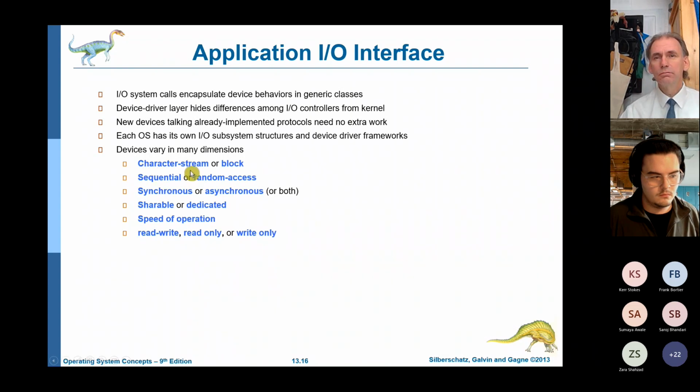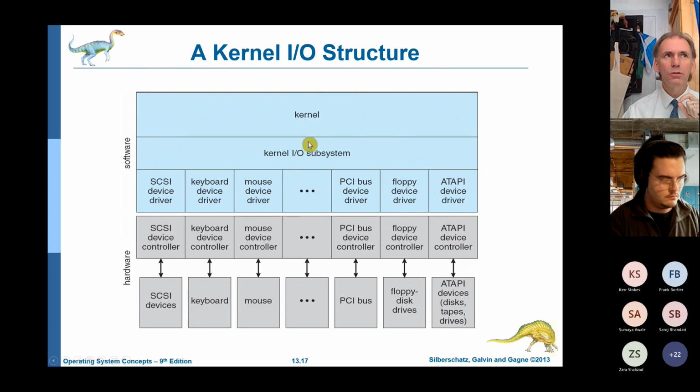Some devices are sequential, the tape drive. Some are random access, like the disk. Some are synchronous or asynchronous or shareable or all these other things. One of the nice things is the drivers and the controllers work together to make sure that we don't care. So we can end up with something like this. We've got our operating system kernel, which has an I/O subsystem. So that's for all of the I/O. But all the different devices have their own specific drivers, which connect to the specific controllers.